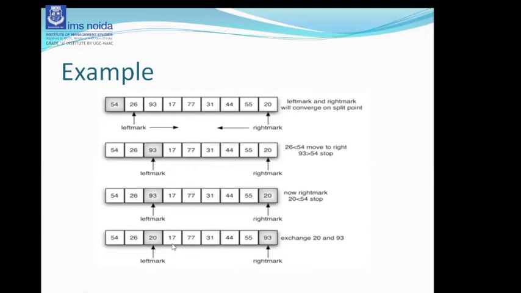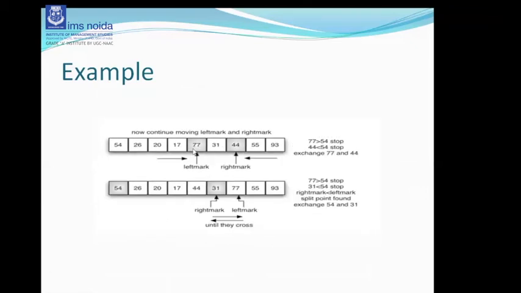We'll find out that this is a smaller element. This is again a smaller element. This is a smaller element. This 77 is greater than 54. And the next smaller element on the right hand side is 44. So we'll find 77 and 44 and swap these two elements as well, because we need smaller elements on the left side and greater elements on the right side. After swapping this, we'll get 44 here and 77 here.